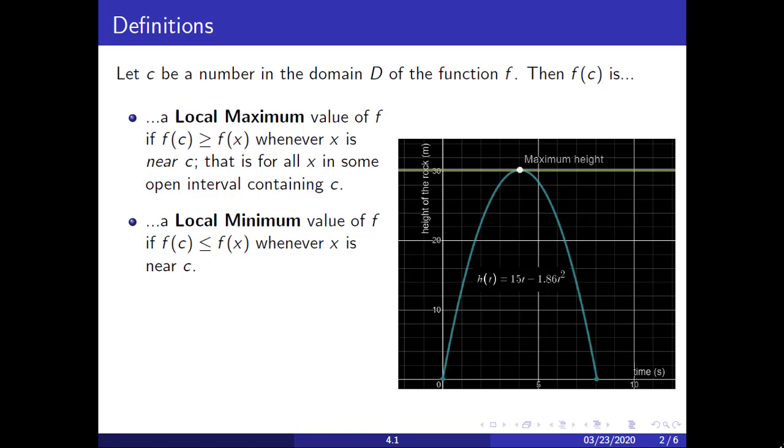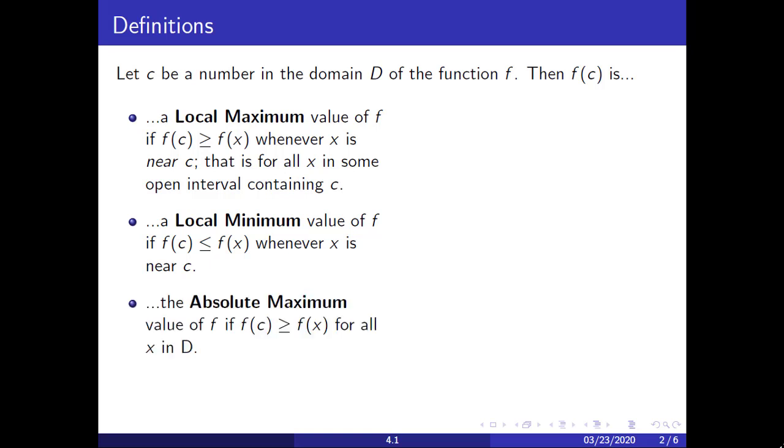They are exactly what you'd expect. We say that f(c) is an absolute maximum value of f if f(c) is greater than or equal to f(x) for not just x near c, but for all x in the domain D of the function f. Similarly, we say that f(c) is an absolute minimum value of f if f(c) is less than or equal to f(x) for all x in the domain D of the function f.